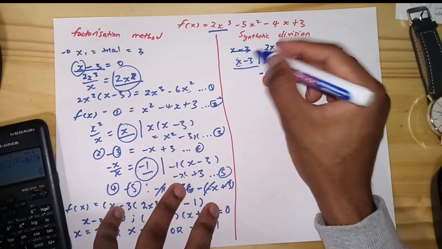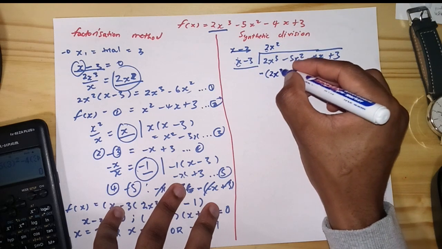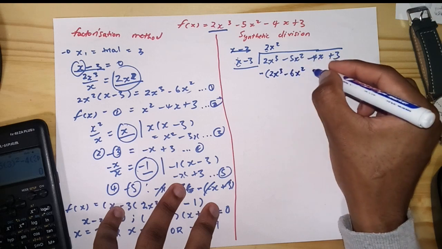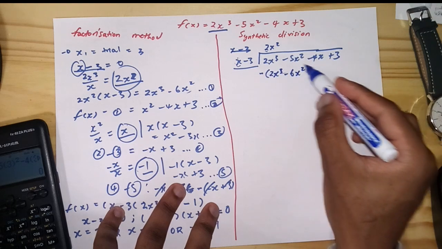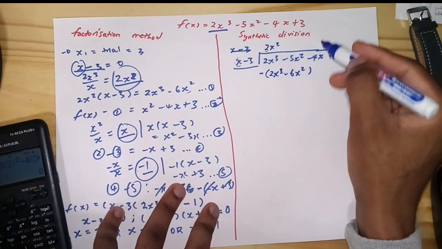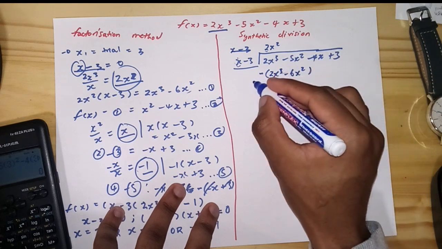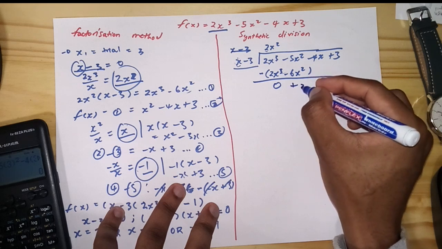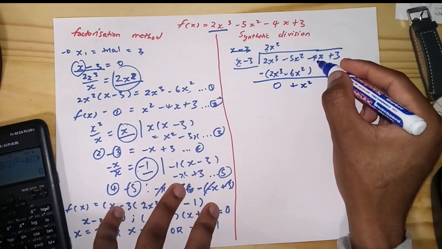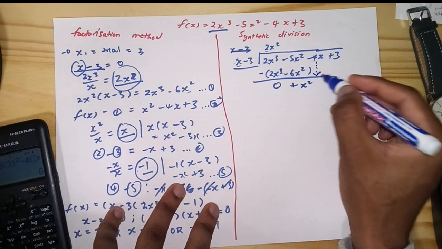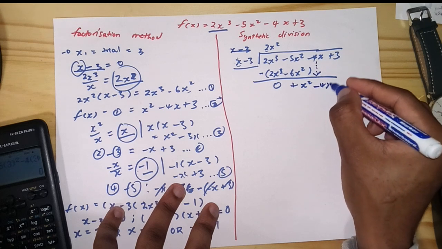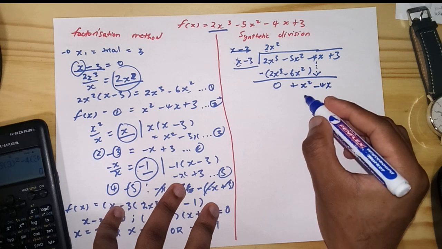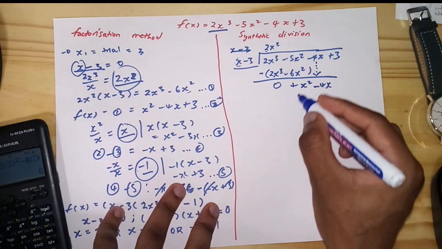Then multiply this with the rest of that, you get what? You get 2x cubed minus 6x squared, right? Then you subtract these with the similar terms in the previous expression. That's going to give you 0 in this dimension plus x squared over here. Then you can take down the successive term, which is minus 4x, right? And then we move forward.